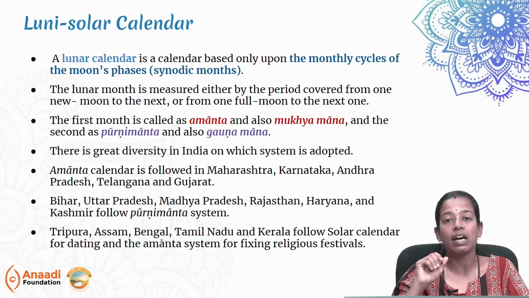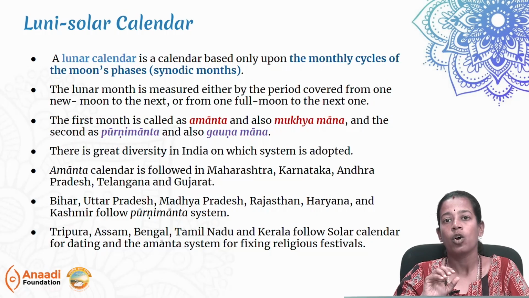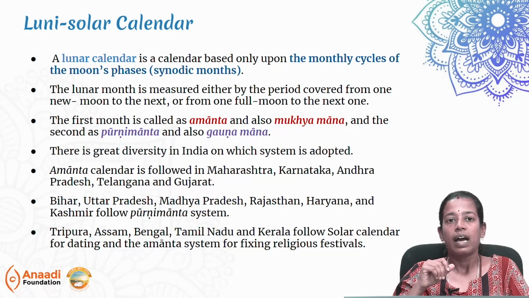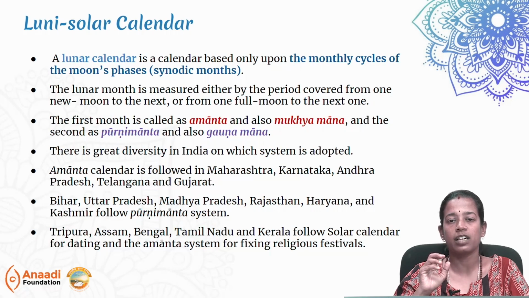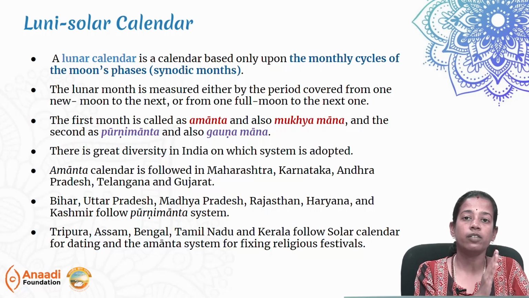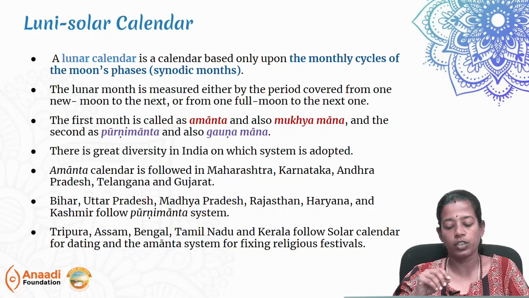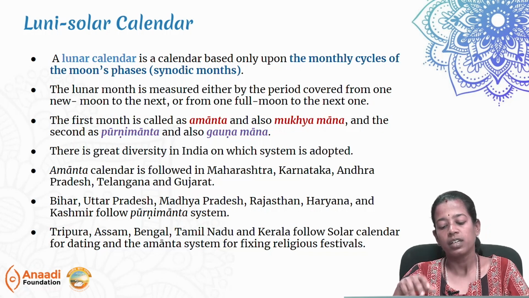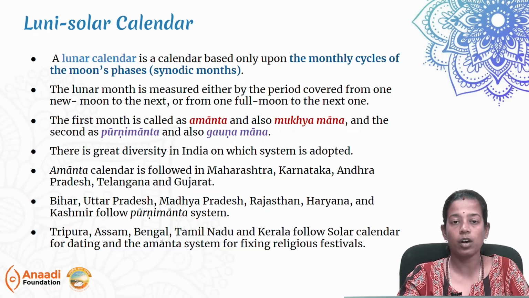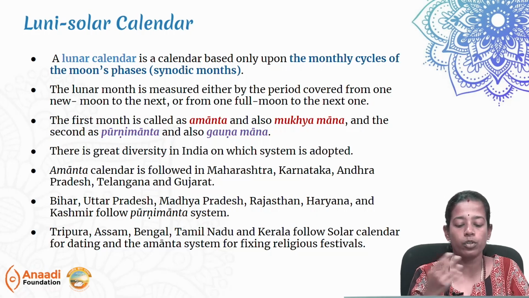This is called the Amanta system. This is a very ancient system. This is called the Amanta system or Mukhyamana. And the second calculation in the lunar calendar itself is that of measuring from one full moon to another full moon, which is called the Purnimanta system or the Gaunamana system, which counts from one full moon to another full moon.